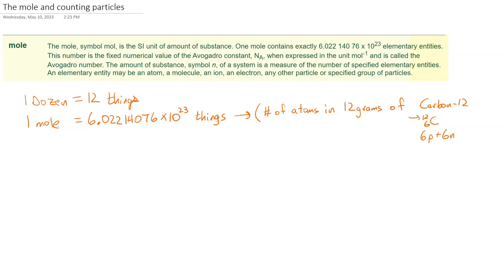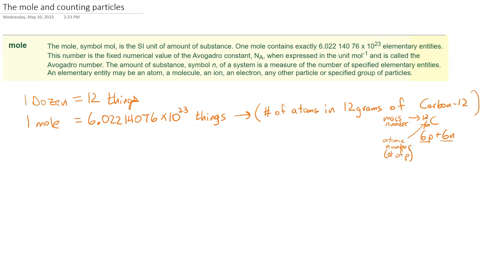The number on the top there is called mass number. It's not the same thing as mass. It's called mass number, and you get it by adding up protons and neutrons. The number on the bottom right there is atomic number. That's just the number of protons.